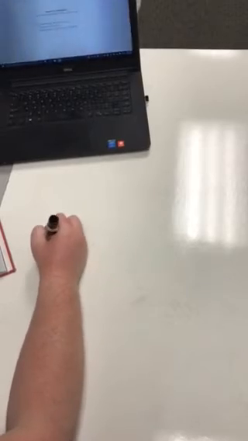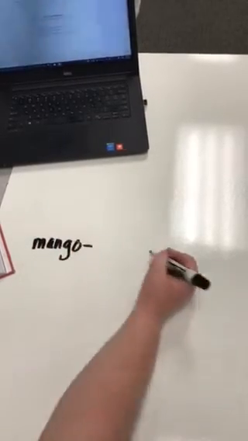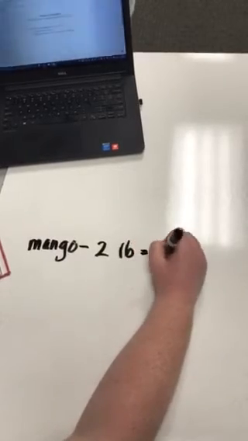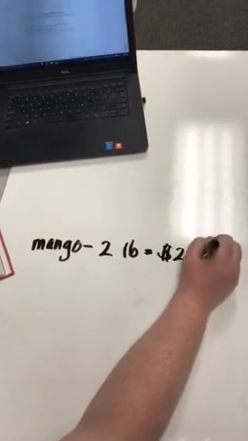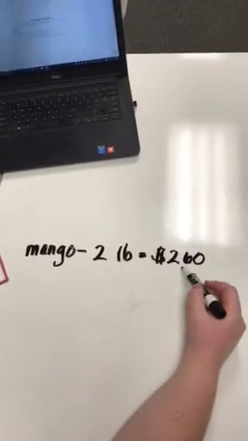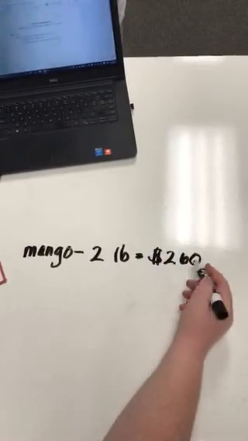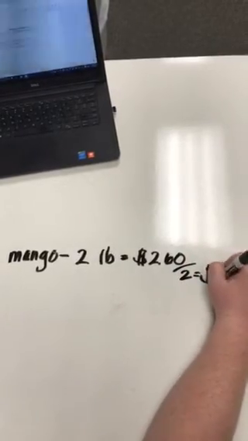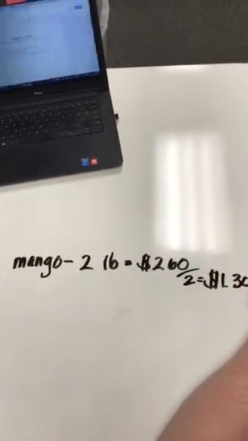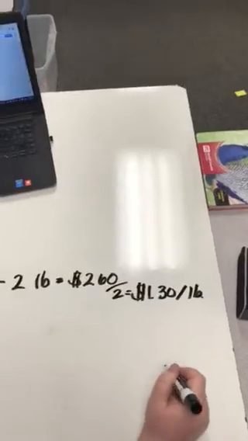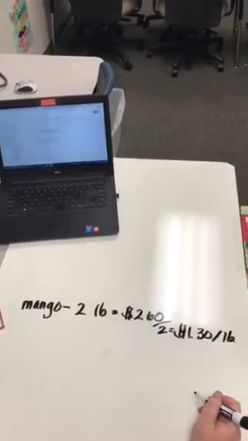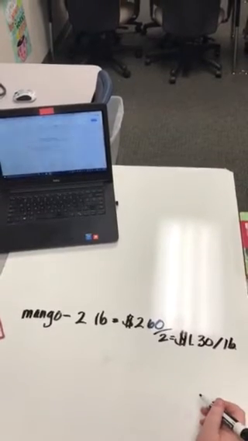So our first one that we're doing is the mangoes, and it is 2 pounds for $2.60. So in order to find out what 1 pound is, we simply just need to divide this by 2. So $2.60 divided by 2 equals $1.30 per pound. And when you go to the store, that's how we look at the cost of meat and vegetables and fruits and nuts and other things, that we buy them per pound.